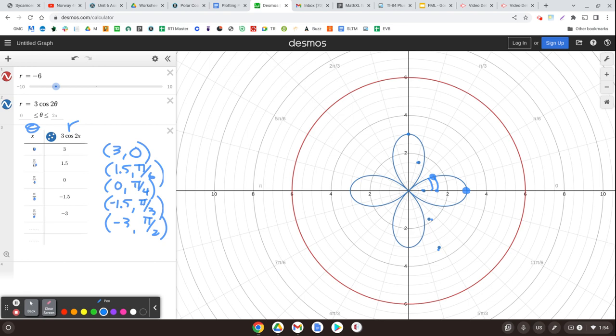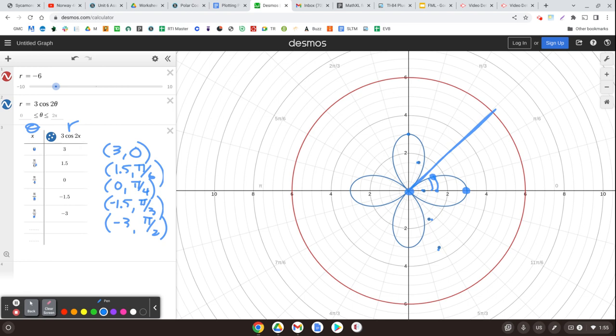0 for R, π/4. Notice, if our angle is π/4, we are back at our origin. Sorry, 0 R. How do we get that? Well, 2 times π/4 is π/2. Cosine of π/2 is 0. 3 times 0 is 0. All right, here's where it gets weird.